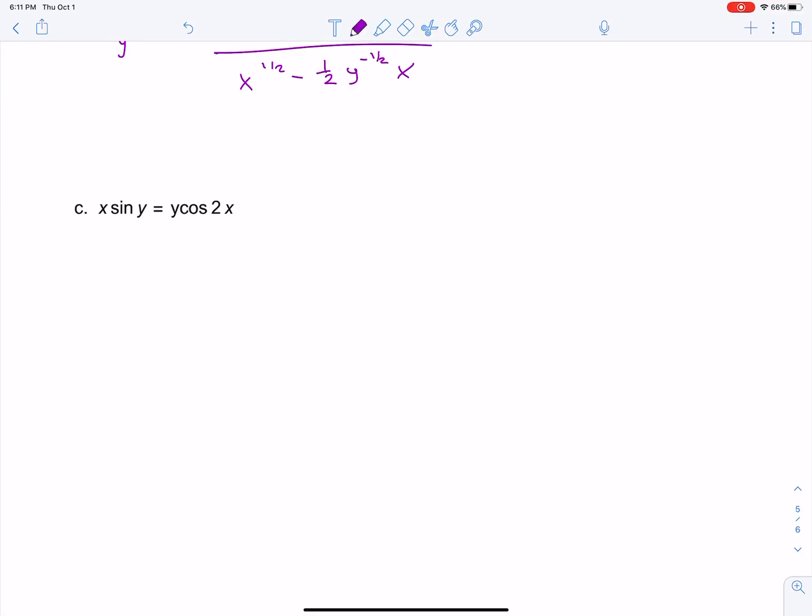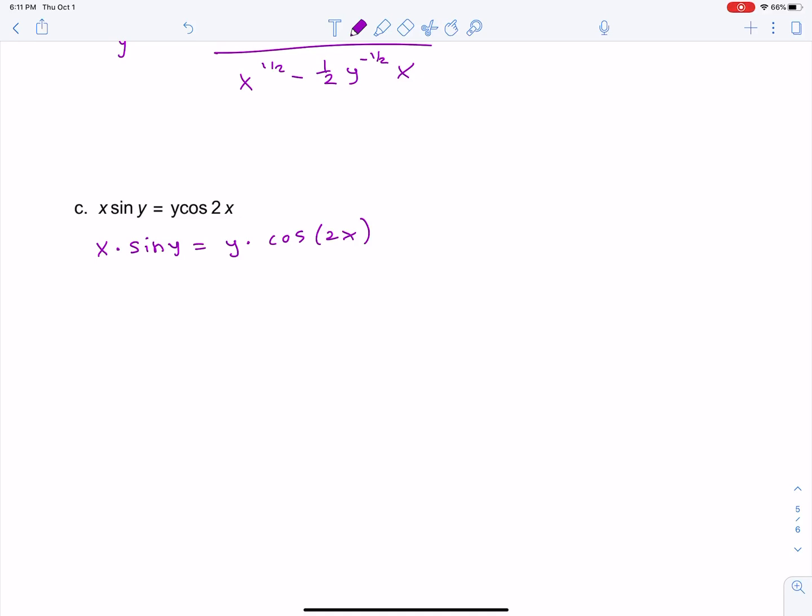Because we still have products. So, again, I really want to emphasize this. I'm going to rewrite this and emphasize it. So it's really x times sine y equals y times cosine of 2x. There's a lot to unpack here, right? But we can't miss those product rules.